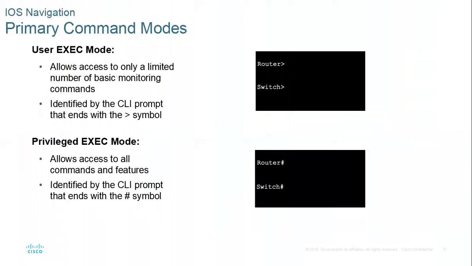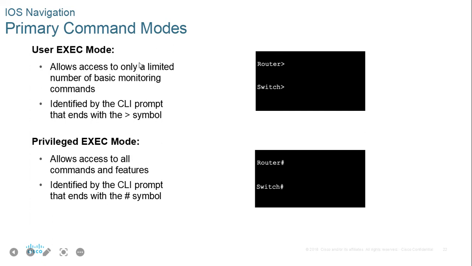The IOS navigation. So how do you navigate? One thing you need to be aware of if you are taking this Cisco CCNA is that there are some commands, things you can do in the execution mode. Once you are connected through PuTTY via your console cable, this will load up. If it's a router, you see this prompt. If it's a switch, you see this prompt. Now, this is the execution mode.